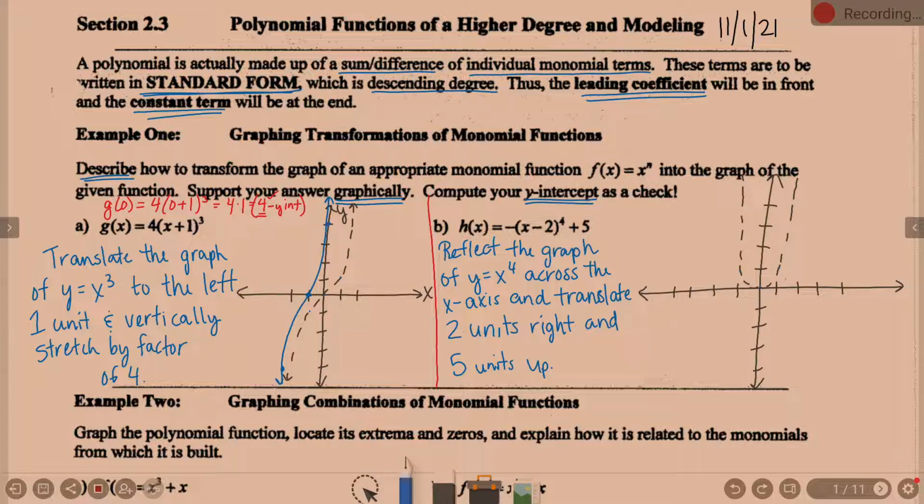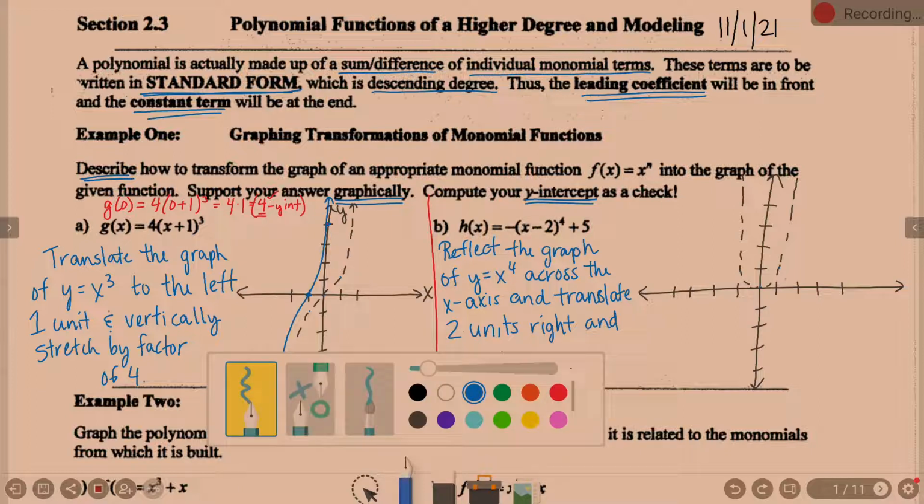Can you visualize this here? So right now it's a right side up U shape or quartic graph. What do I do with it? That's going to reflect, so it's going to be upside down, just like a parabola, right? That vertex, it was at 0, 0. Where's that vertex going to go? 2 right and 5 up.